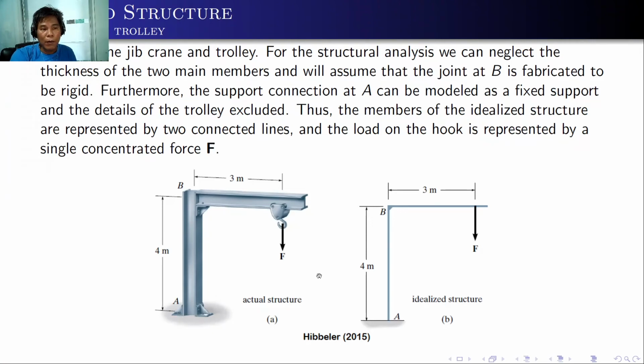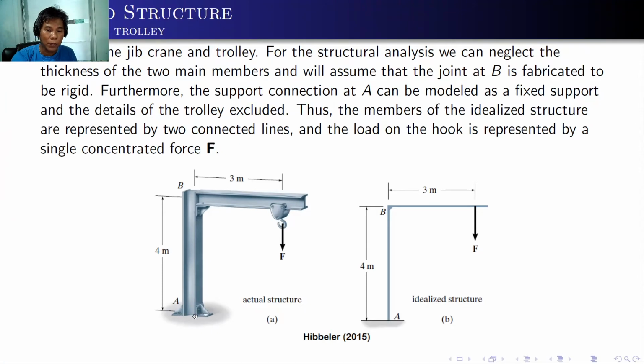So now we can idealize a structure. This is a jib crane and a trolley. If we consider this type of structure for the structural analysis, we can neglect the thickness of the two main members and will assume that the joint at point B is fabricated to be rigid. As you can see, there are angle connections at this corner, so we can assume this to be rigid.